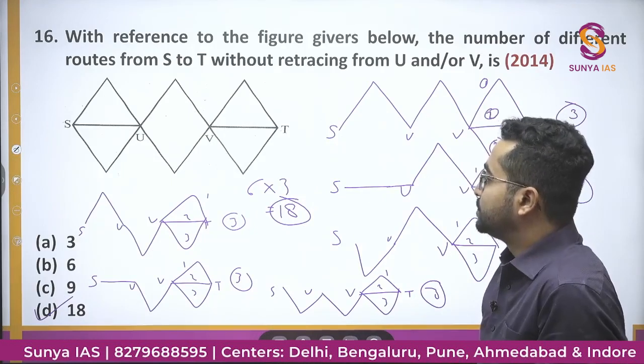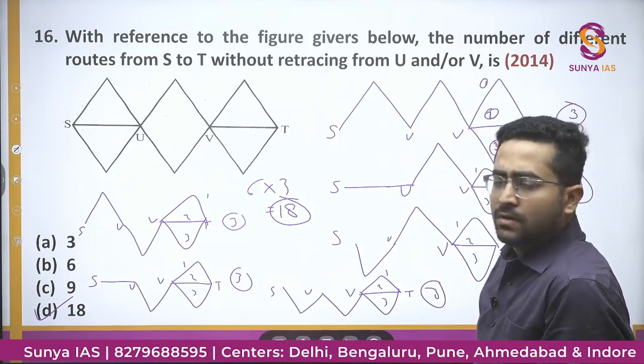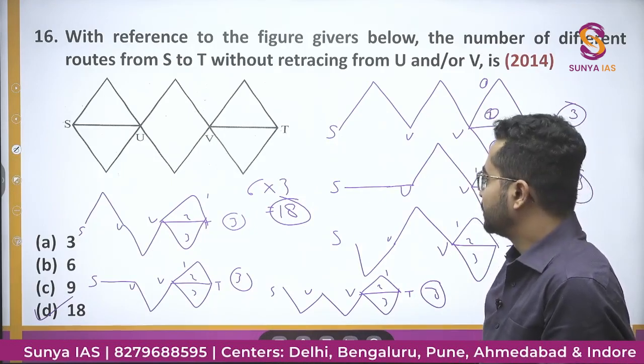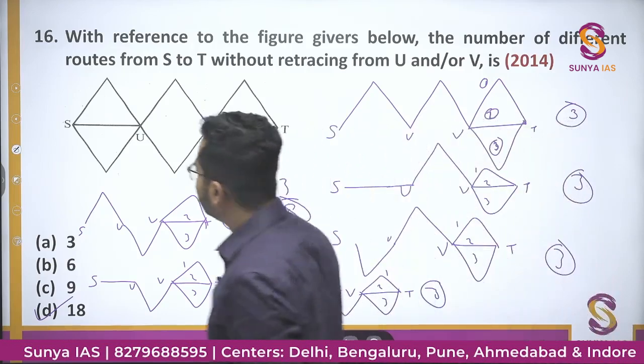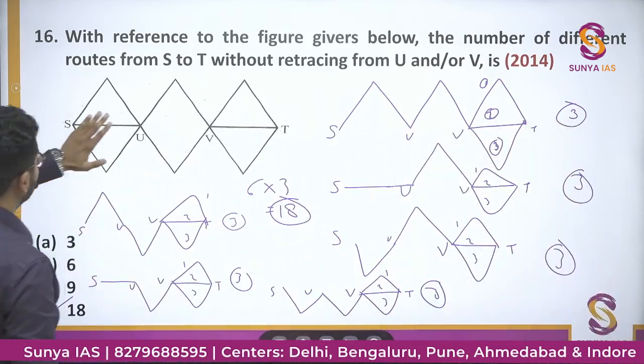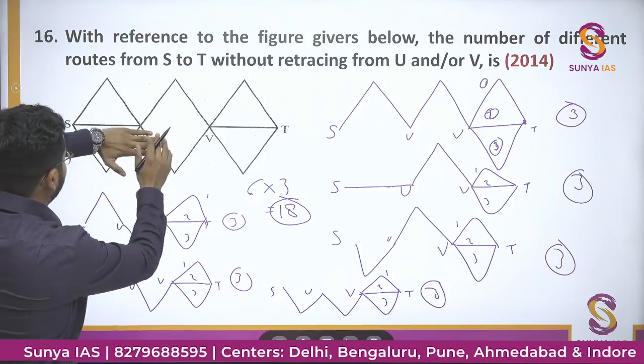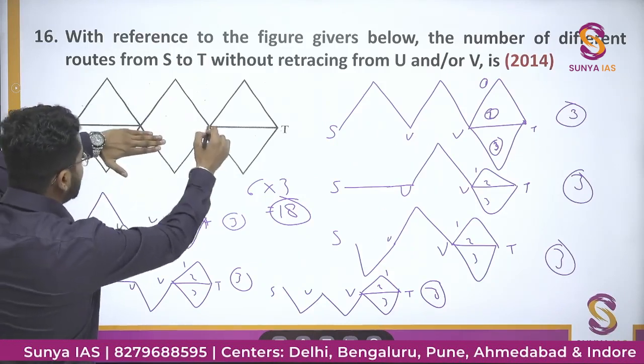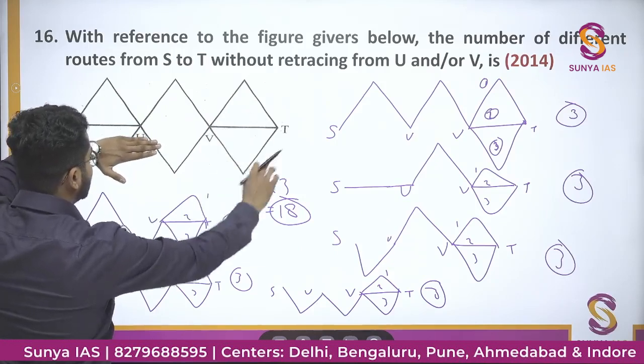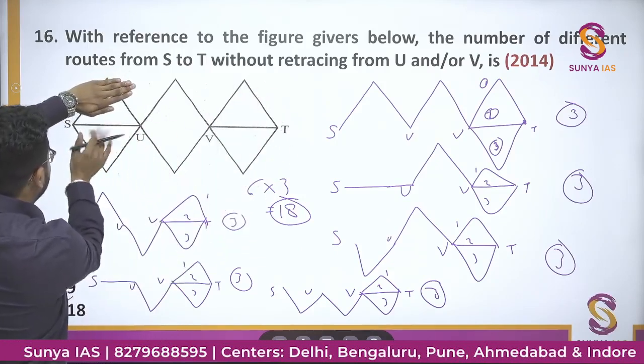Any doubt? Do you have any doubt in this? The only thing is that you have to follow a systematic approach. You have to go from S to T. So first, I will take this root. I ignored the bottom root. This, this. And here I can go either by this, this, this. This is three roots. Then I have ignored this, this.